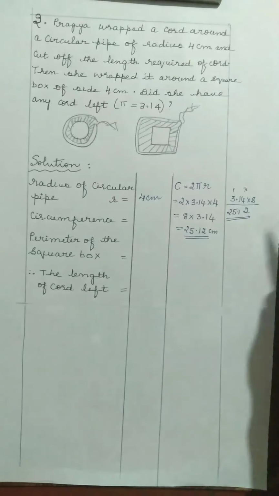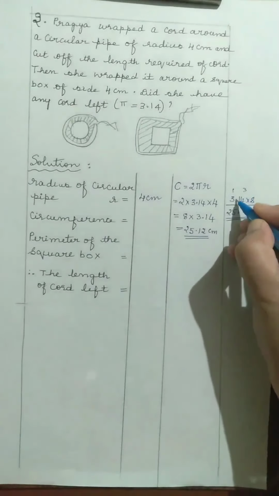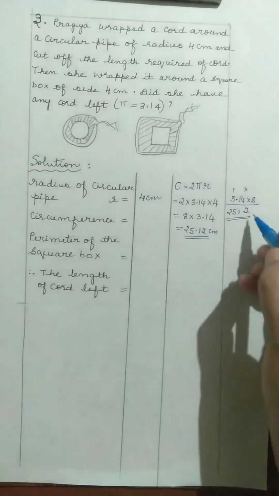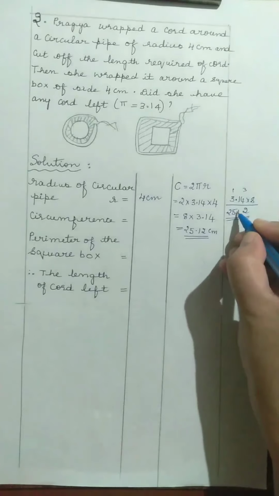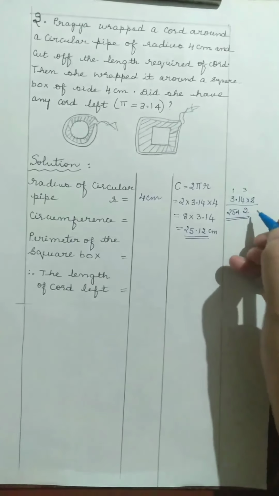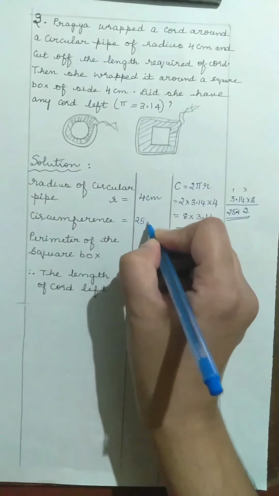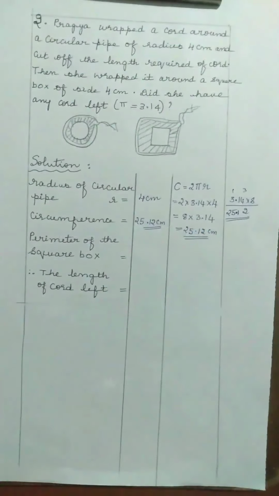In the value 3.14, after the decimal point there are 2 digits. Therefore, in the answer also, we have to place the decimal point 2 digits from the right. Therefore, it will be 25.12 centimeter. Thereafter, write it here: 25.12 centimeter. Now we got this value.